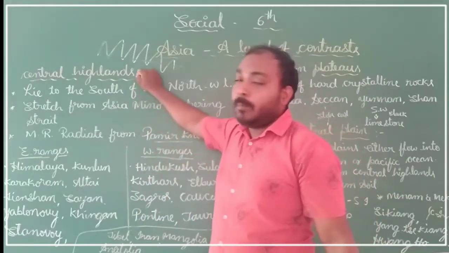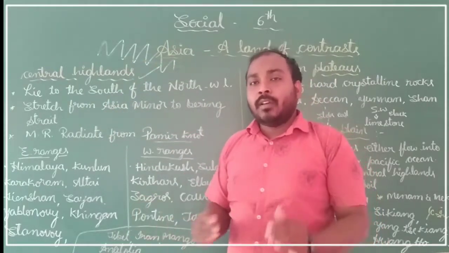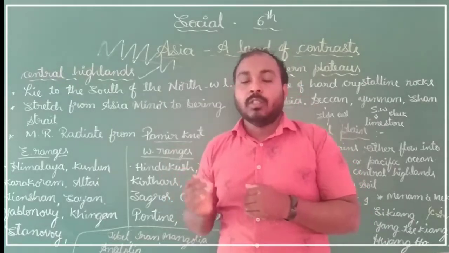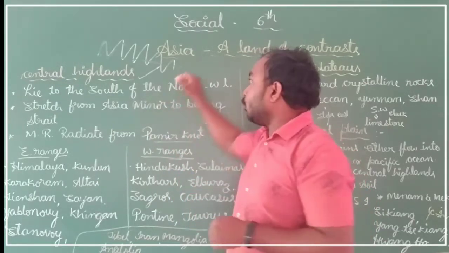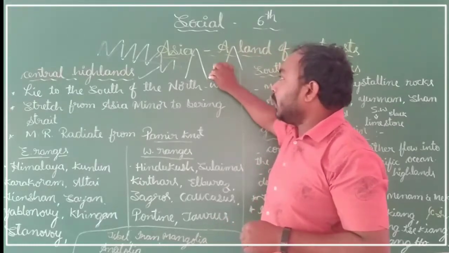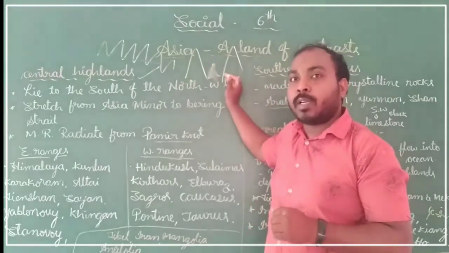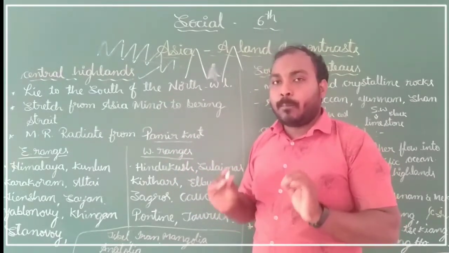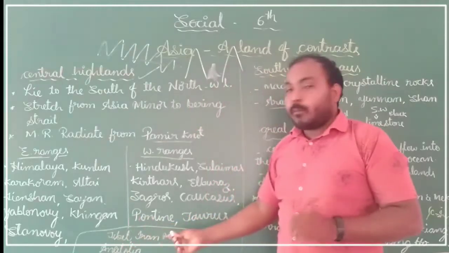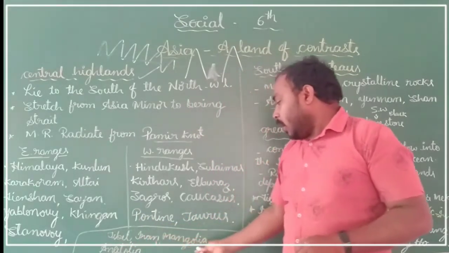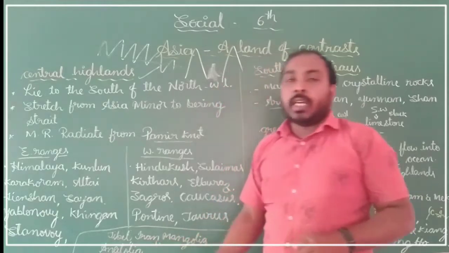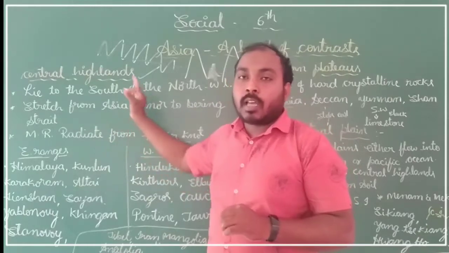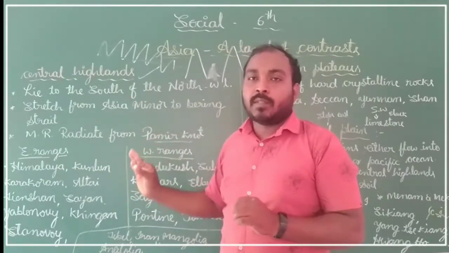These mountain ranges are found in the central highlands, and in between there are plateaus. Those plateaus are called intermountain plateaus. Between two mountains, if there is a plateau, we call it an intermountain plateau. The important intermountain plateaus are the Tibet, Iran, Mongolia, and Anatolia plateaus, found in the central highlands. So this is all about the second physical division of the Asian continent.